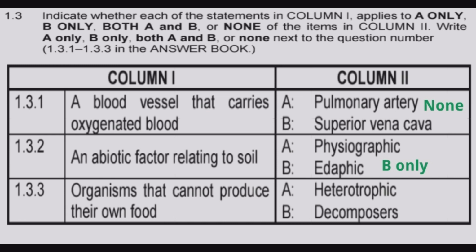Okay, we come to 1.3.3. Organisms that cannot produce their own food. A. Heterotrophic. B. Decomposers. The correct answer is both A and B. Both A and B.